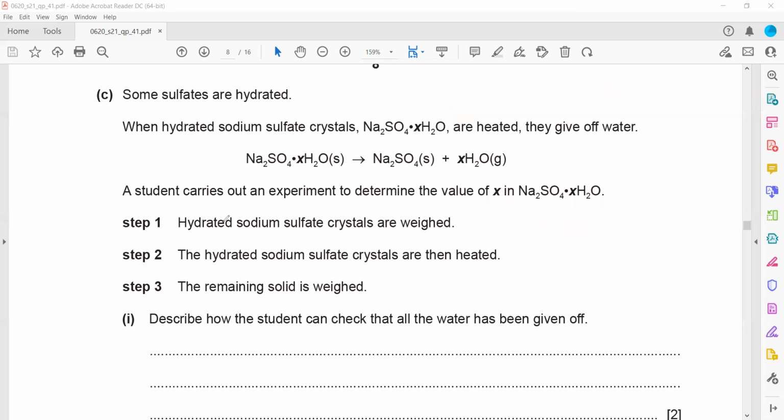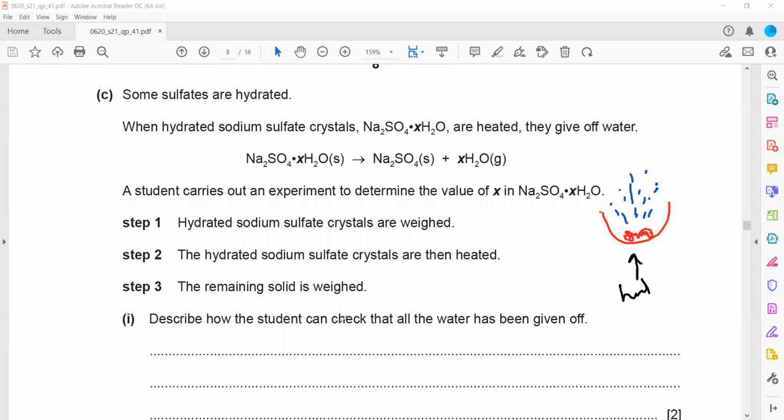So what the student did, step 1: hydrated sodium sulfate crystals are weighed. The student puts the hydrated sodium sulfate crystals in a crucible. Then the hydrated sodium sulfate is heated. Why are these crystals heated? So that they can lose water of crystallization, so that water can be removed from the hydrated crystal. And the remaining solid is reweighed again.